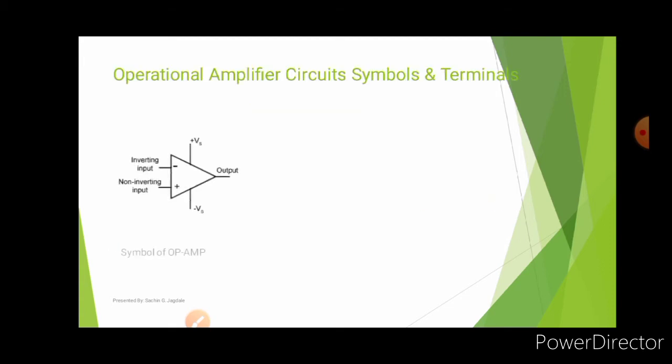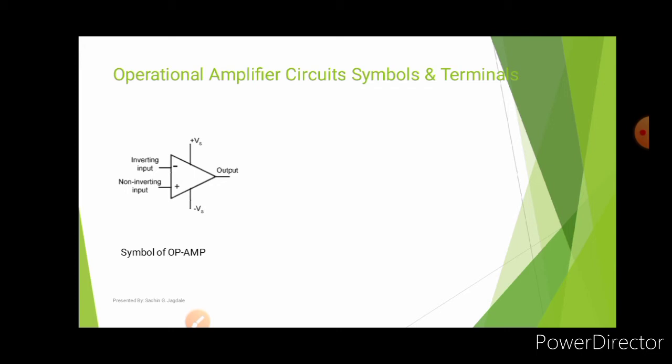First of all, this one is the symbol of operational amplifier. As per the symbol, it's a triangular shape. In the triangular shape, the arrow direction indicates the conventional current flowing direction, whereas it has two input terminals. One input terminal is called inverting, which is indicated by a minus sign. Another input terminal is called non-inverting, which is indicated by a plus sign.